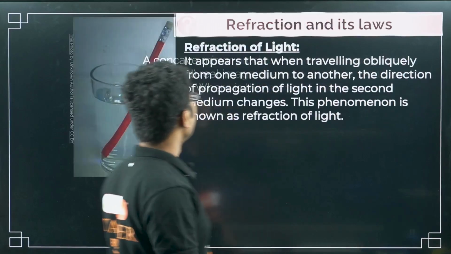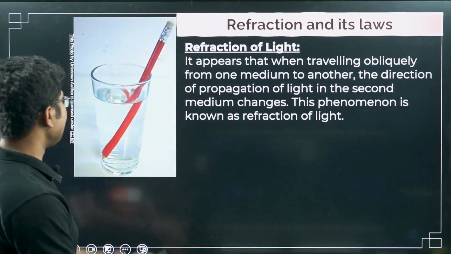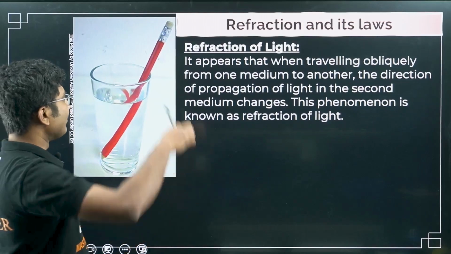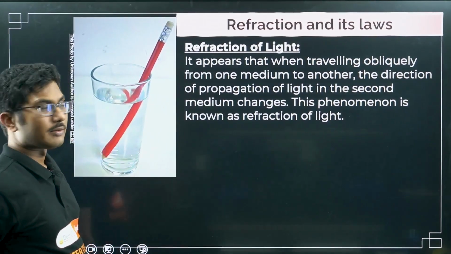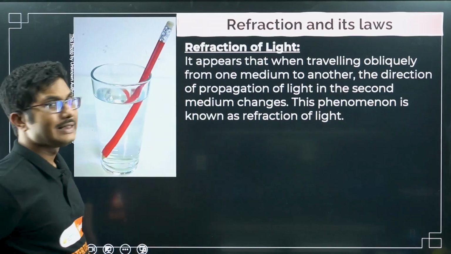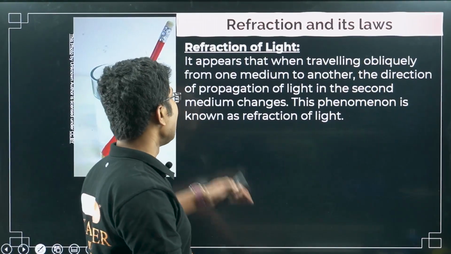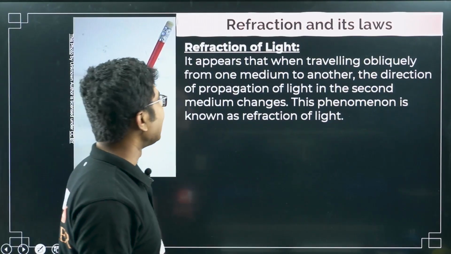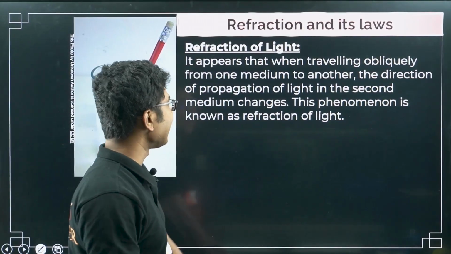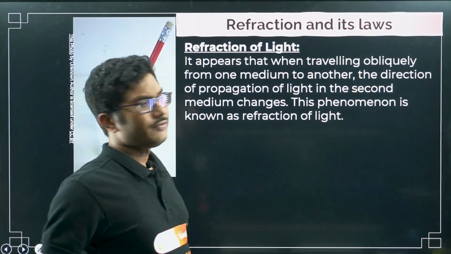Okay, now let's move on to refraction and its laws. Basically we have seen that when you dip a pencil into water, it appears to be broken at the medium separating the two media. Now why is this happening? Because of a phenomenon called refraction of light. When traveling obliquely from one medium to another, the direction of propagation of light in the second medium changes. This phenomenon is known as refraction of light.